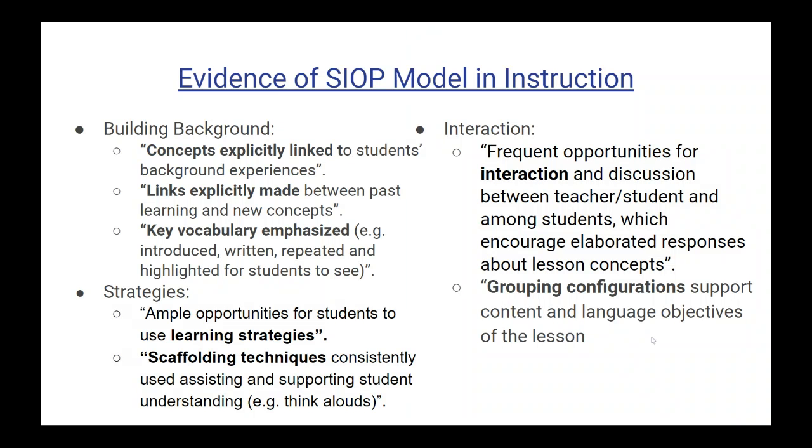So the SIOP model here had some things similar to the first observation. They were definitely explicitly linking concepts to background experience, past learning and new concepts. We talked about the idea of a topic sentence in a regular paragraph versus this narrative paragraph, where the first sentence is not the topic sentence, it's usually some background information. So kind of clarifying that.